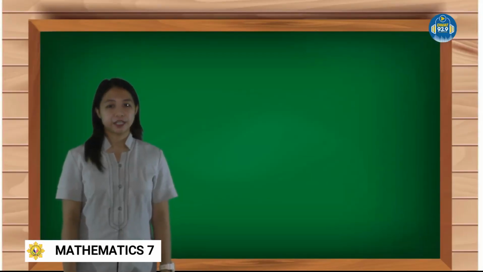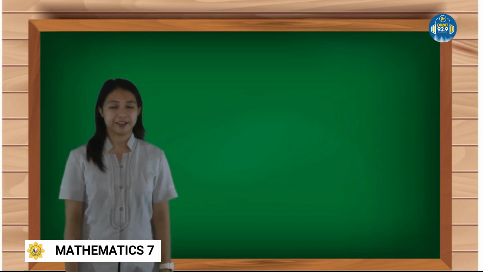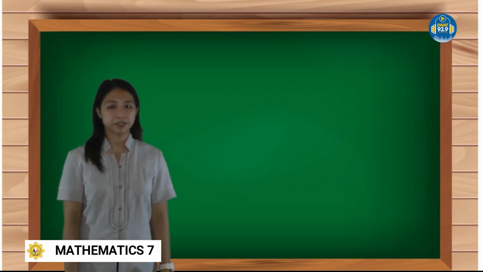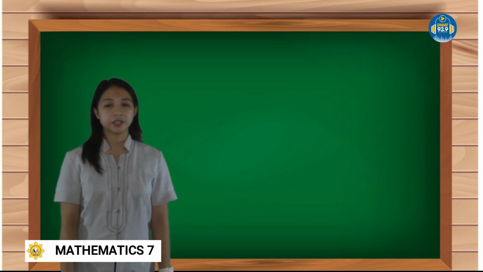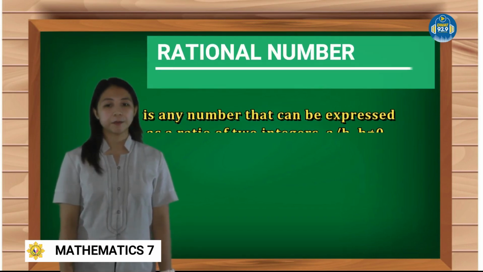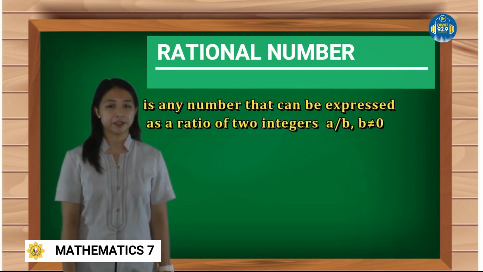The next part of the lesson will provide detailed information on how to express rational numbers from fraction form to decimal form and vice versa. Before we proceed to the steps, let us recall the definition of rational number. A rational number is any number that can be expressed as a ratio of two integers a over b, wherein b is not equal to 0.